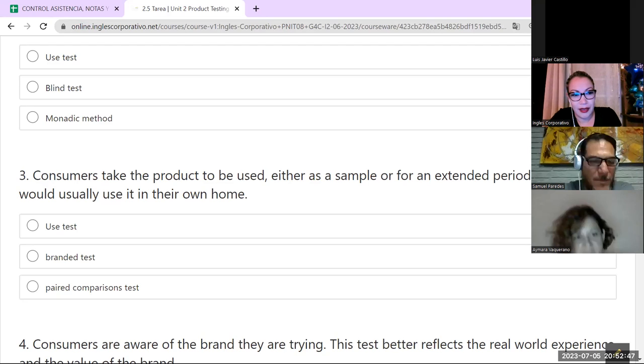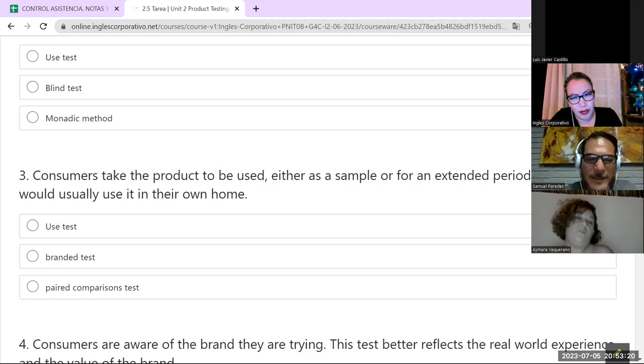Handle tests. Consumers take the product to be used either as a sample or for an extended period, as they will at home. Handle tests use comparison tests. Branded test? Yes. Yes. You say pay use or both say the same answer.